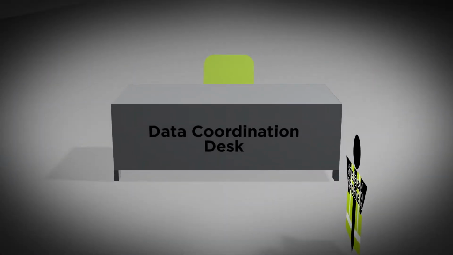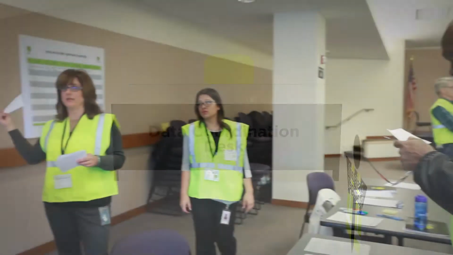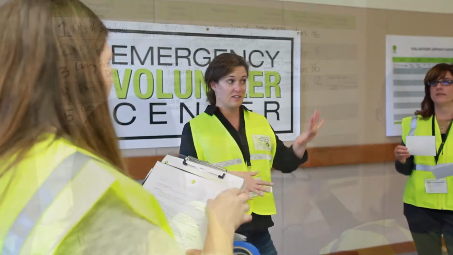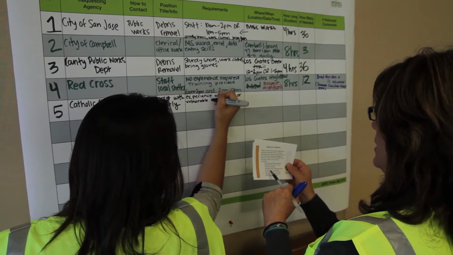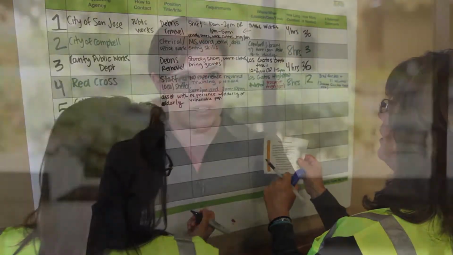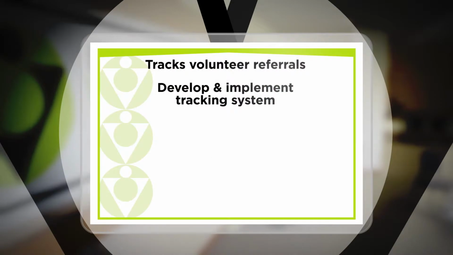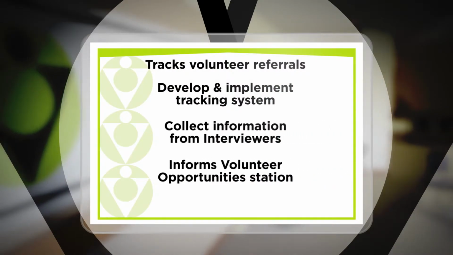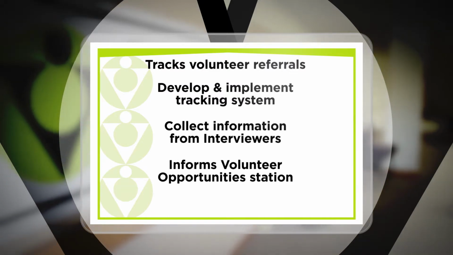The Data Coordination Station is staffed by a volunteer data coordinator who develops and implements either a manual or electronic system for tracking volunteer referrals. We need to collect the information from the agency specific as to what their needs are. What types of volunteers do they need? They collect information from EVC interviewers and inform the Volunteer Opportunities Station when requests are filled.